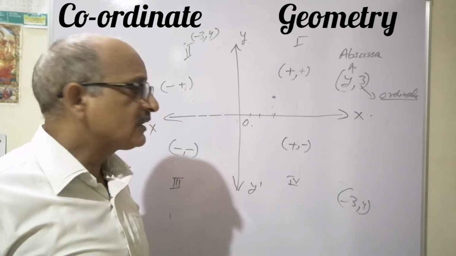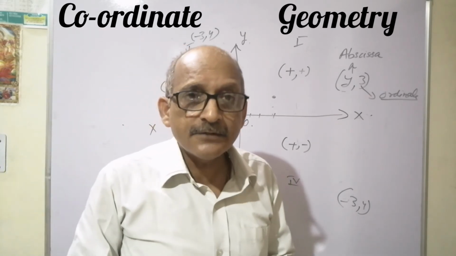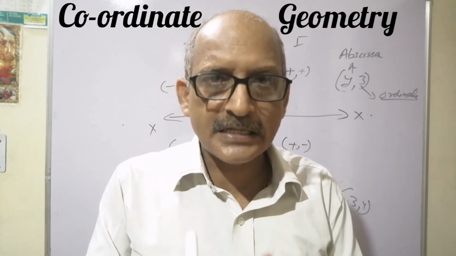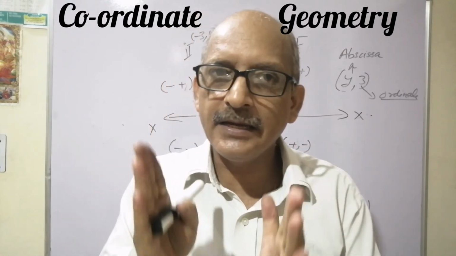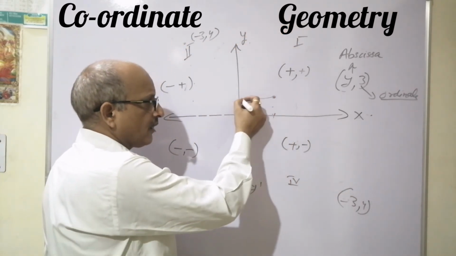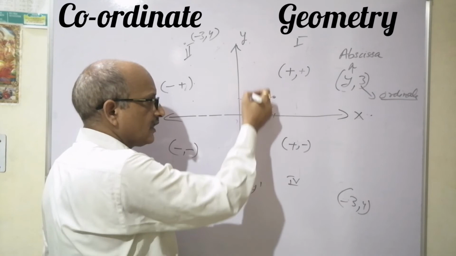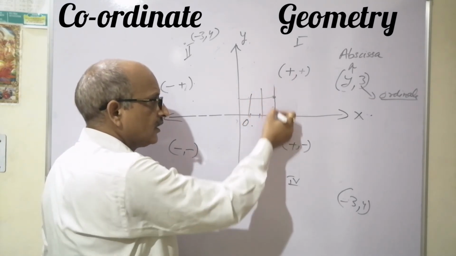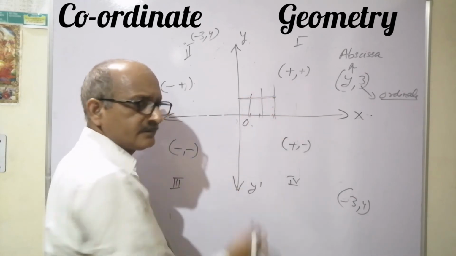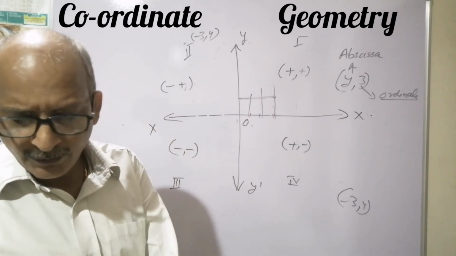But try to understand one more thing. The x value of a point is always the perpendicular distance of the point from the y-axis. That means if we draw a perpendicular from here to here, because all these lines are running in this way, this will also be 1, 2, 3 units. 3 units, okay.